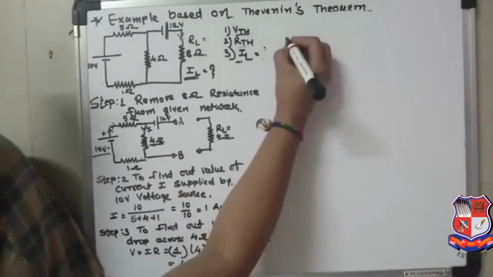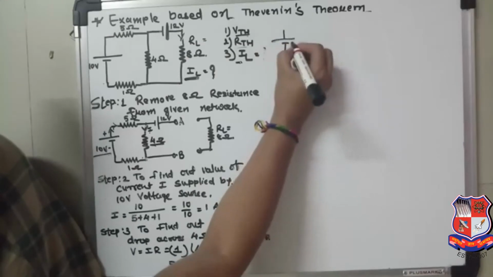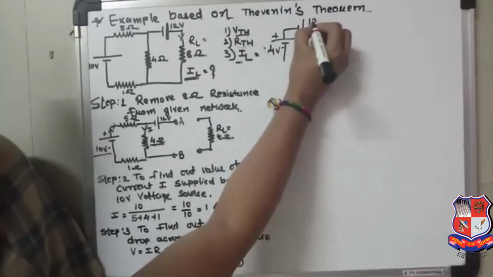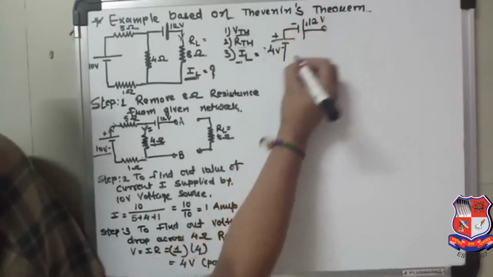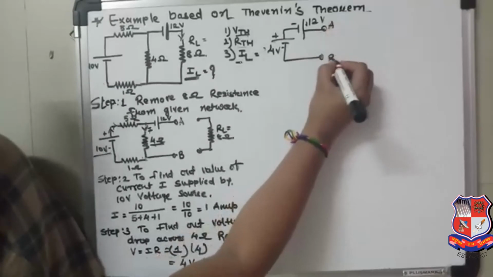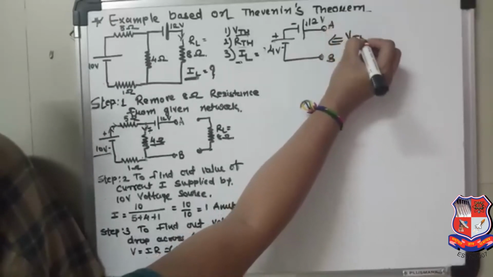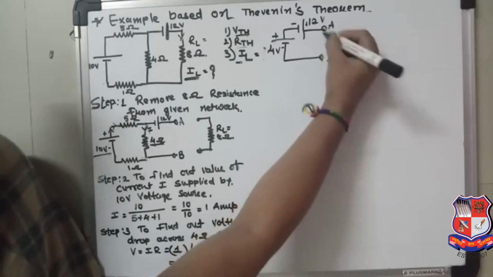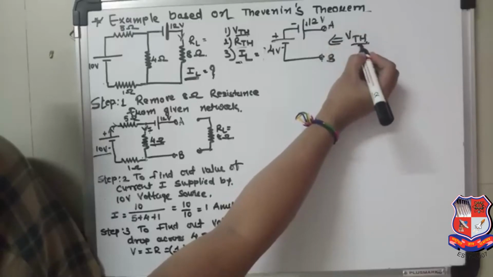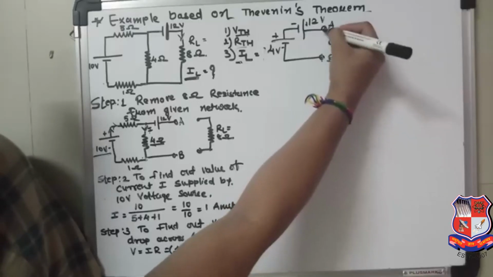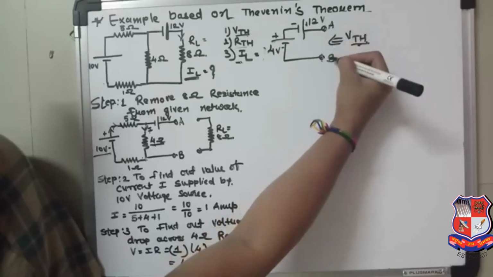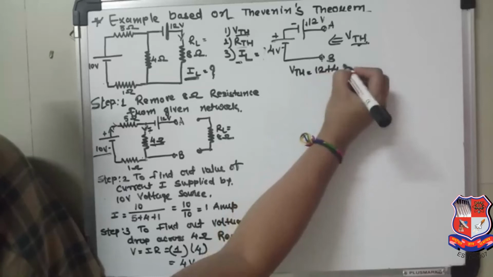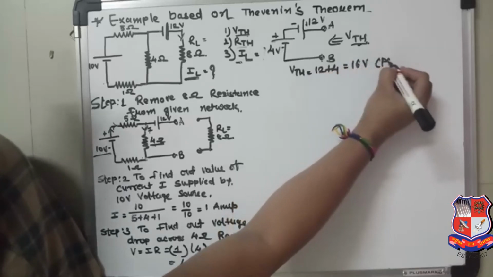So now my circuit will be like this. Here 4 volt positive negative, and here 12 volt negative positive, terminals A and B. Now see VTH. Find out the VTH. VTH is the voltage across the open circuit terminal, the voltage seen from the open circuit terminal, which is labeled as A and B. So VTH is equal to 12 plus 4, that is 16 volt positive.